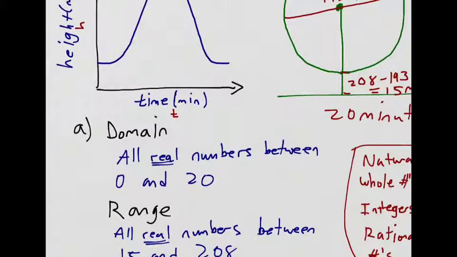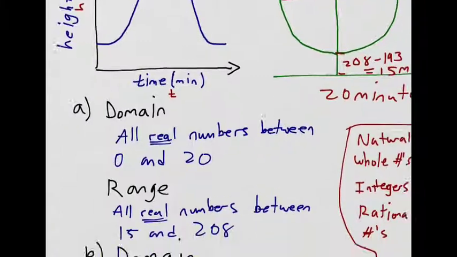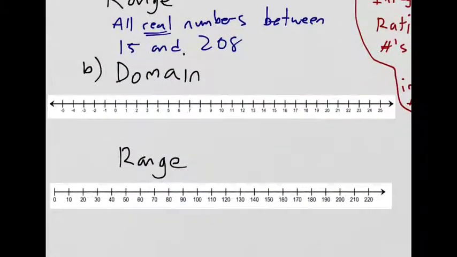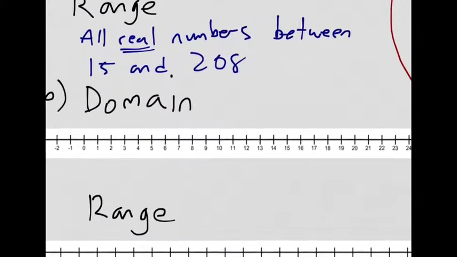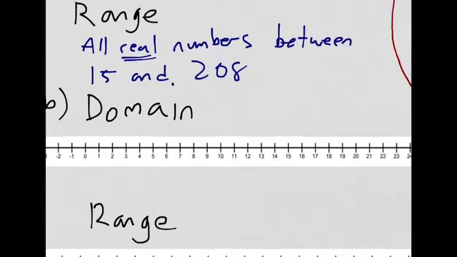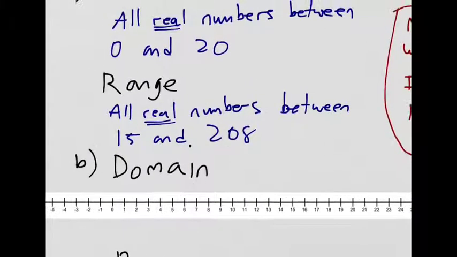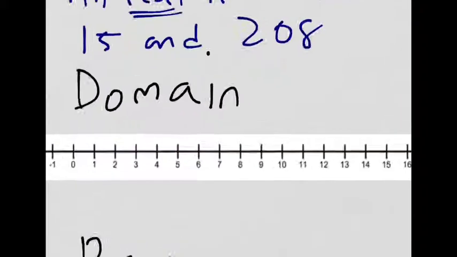Another way to represent domain and range in continuous data is on a number line, just like we did last time. It's a little bit different this time in that we can't just put dots on the graph. I guess you could try. I'm going to do all real numbers between 0 and 20 using dots. Let's see if I can do this.